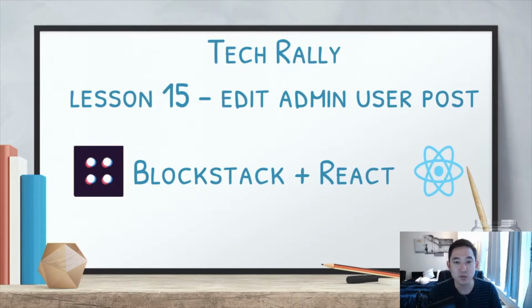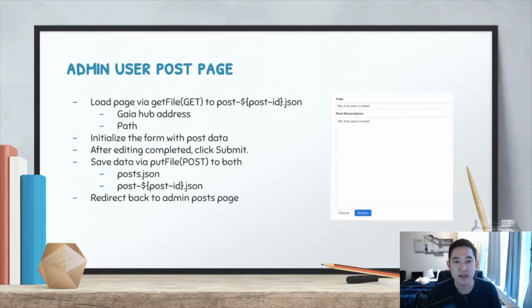On the 14th lesson, we worked on the view admin post page, and in this lesson, we're going to be working on the edit admin user post page. The admin user post page will consist of the following. It will load the page via get file to post-postid.json, and remember it's the Gaia hub address and the path, and then it will initialize the form with the post data. After editing has been complete, we're going to save that information to the two files again, the post.json file and the post-postid.json. Lastly, we're going to redirect back to the admin post page.